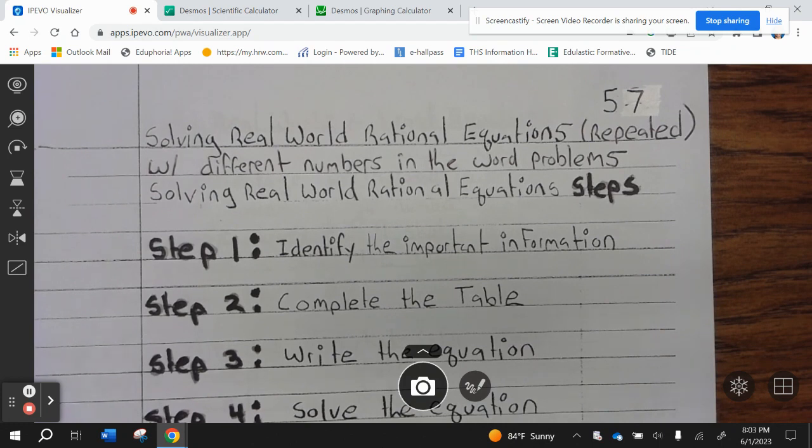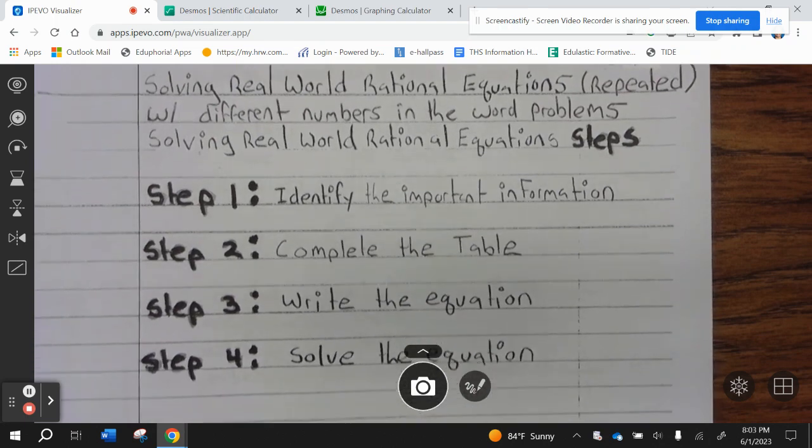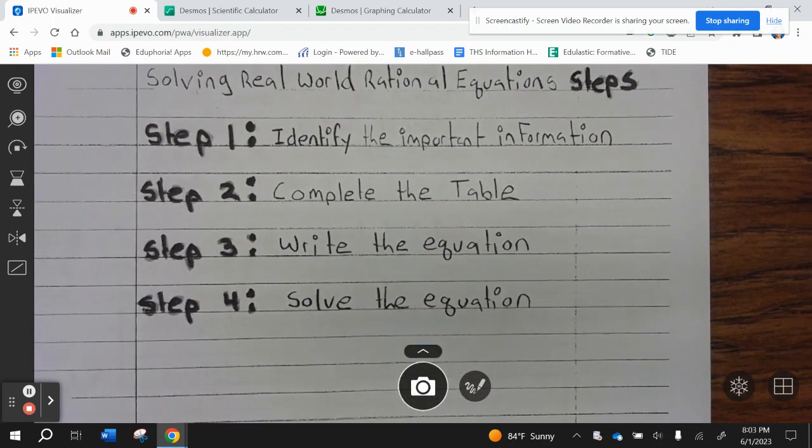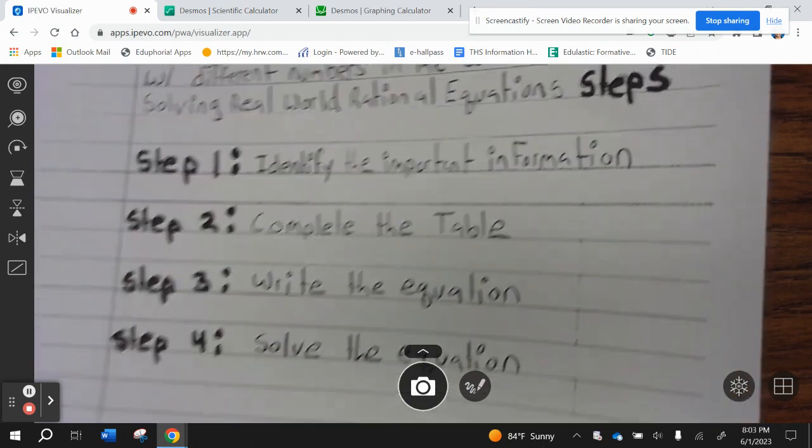Solving real-world rational equations steps. Step 1, identify the important information. Step 2, complete the table. Step 3, write the equation. Step 4, solve the equation.